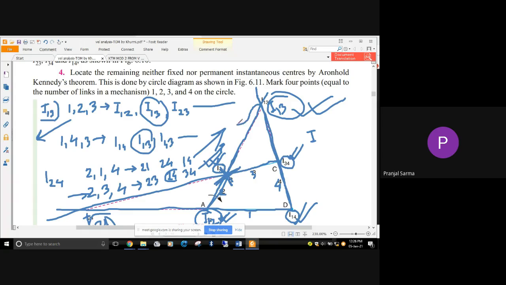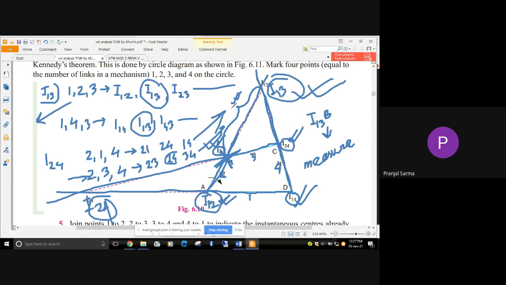This length I13B can be measured using your scale and converted as per whatever scale you have considered. Measure and convert as per scale. If that is done, your task is over.